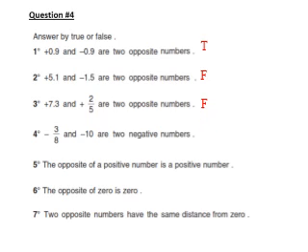So this is false. Also, number 4, they are asking us whether minus 3.8 and minus 10 are negative numbers. Yes, they are negative numbers because both of them have a negative sign. In number 5, the opposite of a positive number is a positive number. Is this true? Of course not. The opposite of a positive number is a negative number. The opposite of 0 is 0. This is true. And two opposite numbers have the same distance from 0. This is true.